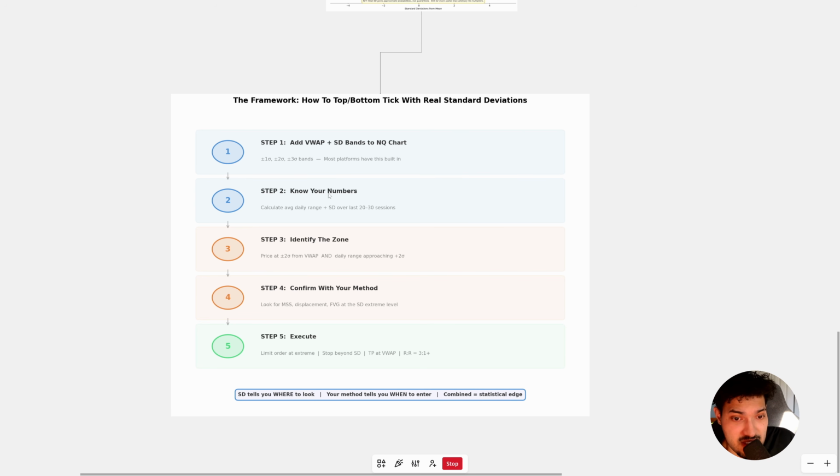And then step 2, know your numbers, right? Calculate the average daily range as well as the standard deviation of that range over the last, let's say, 20 or 30 sessions, 20 or 30 Asian sessions, or daily days, right? Whatever you want to do. You can do this in a spreadsheet very easily.